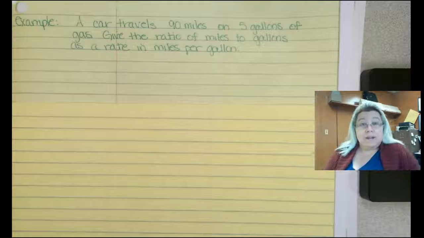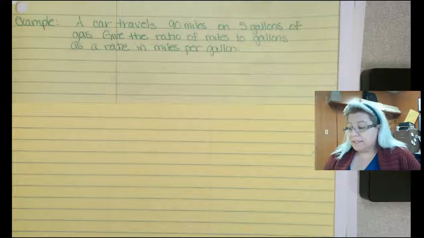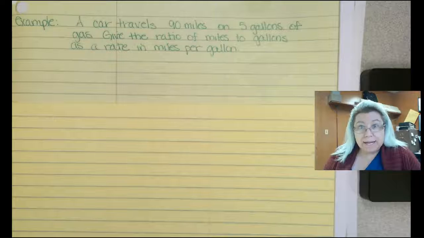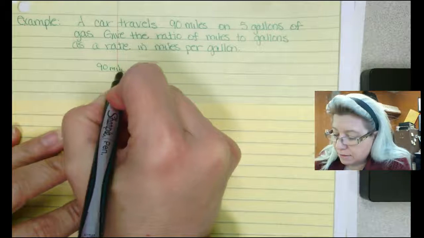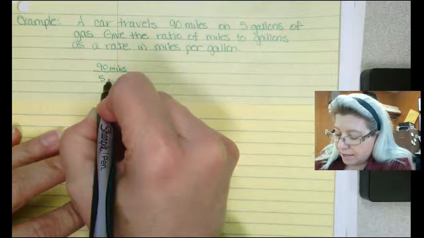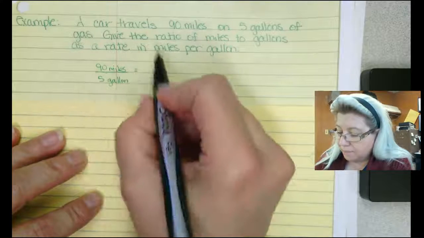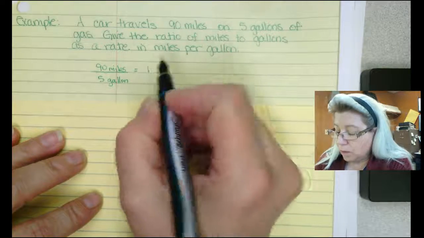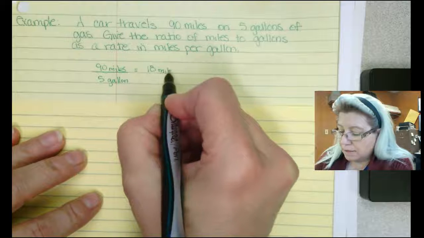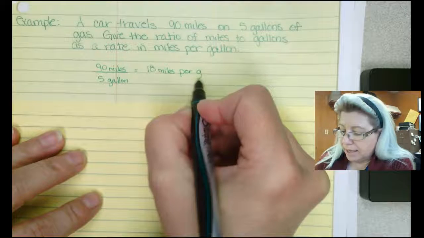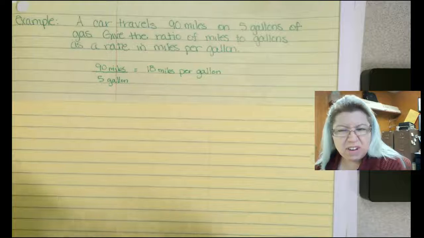All right, let's try another example. A car travels 90 miles on 5 gallons of gas. Let's give the ratio of miles to gas as a rate of miles per gallon. All right, so if we travel 90 miles on 5 gallons of gas, then we're going to do this math. 5 goes into 9 once, with 4 left over. 5 goes into 40 8 times. So 18 miles per gallon. Okay, so if you get 18 miles per gallon, then you're probably driving maybe a truck or something.